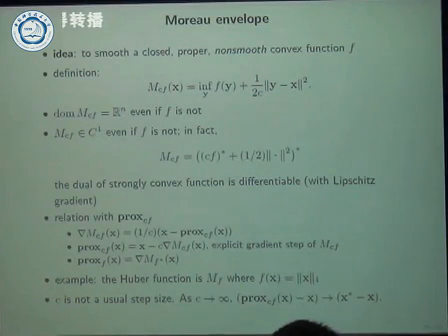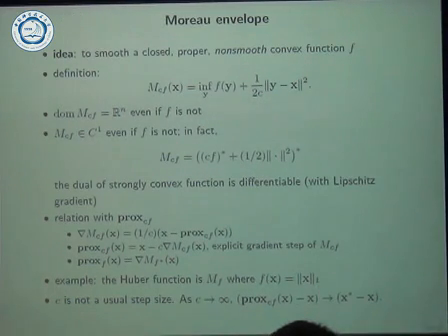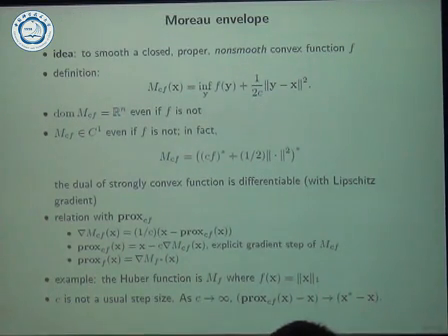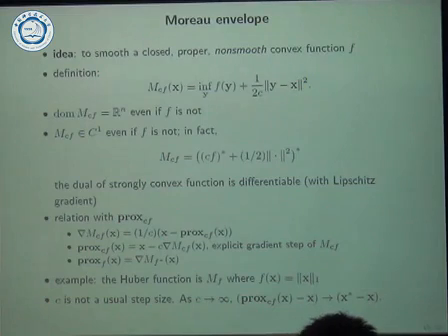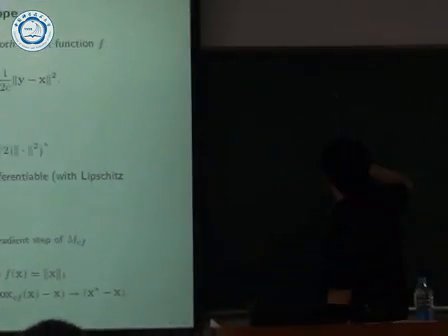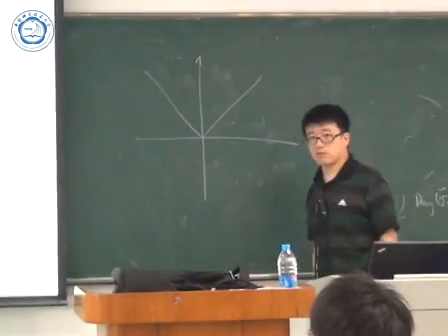What is the Moreau envelope of L1? It's a function that has long existed. It's called a Huber function. Some people call it a Huber norm. It's not a norm. This is L1. Right? L1 is not differentiable.